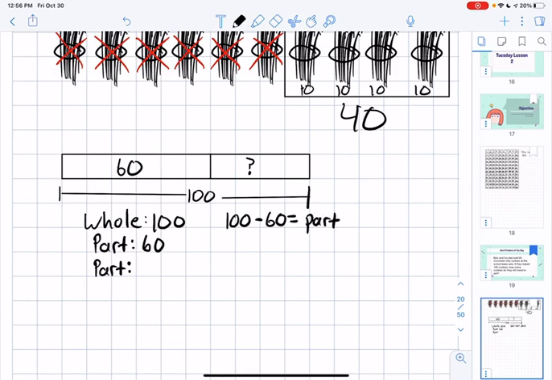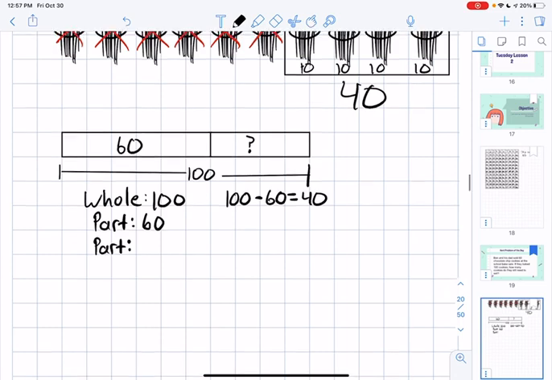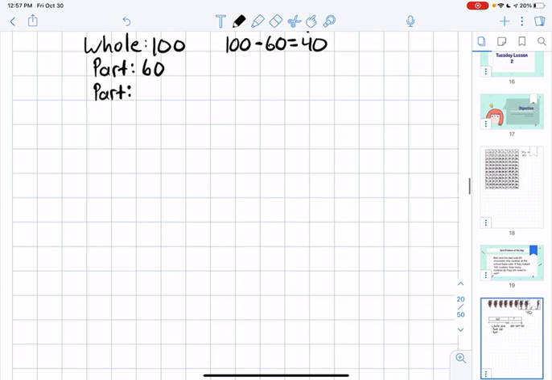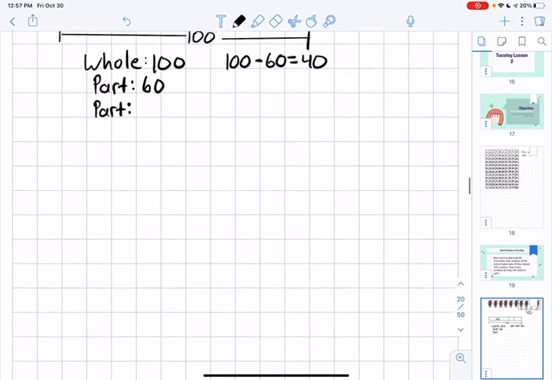So 100 minus 60, we can count down using our fingers by tens. So 100, 90, 80, 70, 60, 50, 40. So 100 minus 60 is 40. All right. I like to show multiple ways. That way you have the opportunity to try things in multiple different ways. And that's really good for math because math can be done in more than one way.